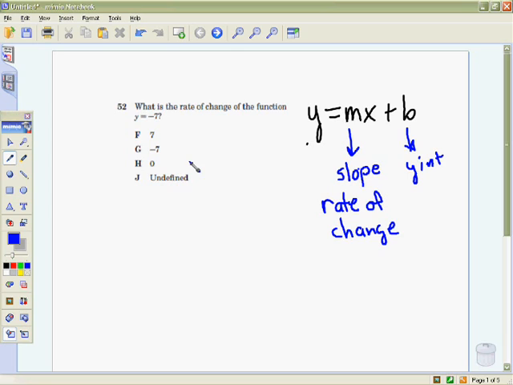So in this case, if I recall all this, in the equation y equals -7, I don't have a slope. And when I say I don't have a slope, what I mean is that the slope is 0. So the answer is going to be H.